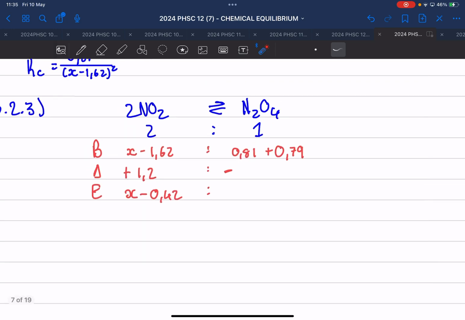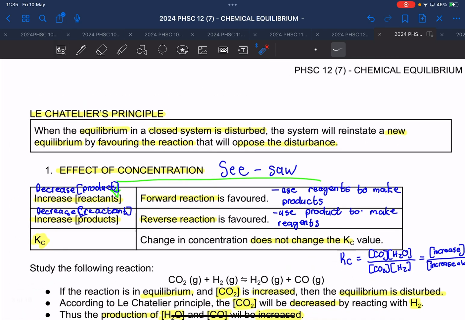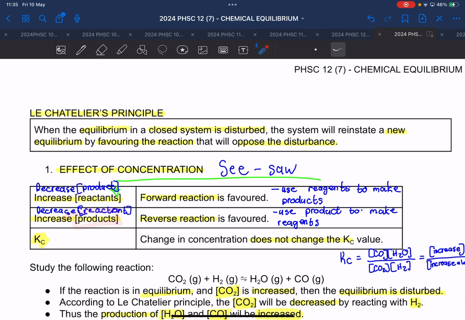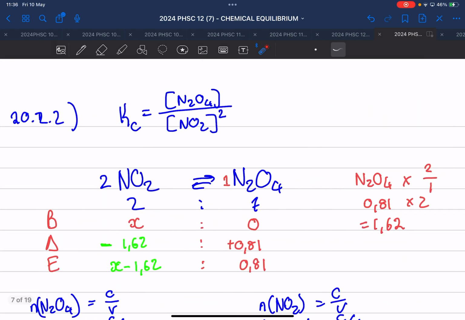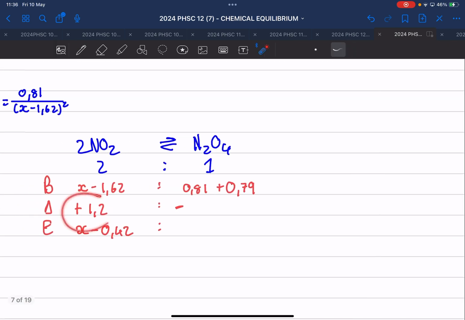So we increase the concentration of our product. That means our reverse reaction is favored. That means our products are used to make reagents. So we are working with the backwards reaction now. Now we know we added 1.2 moles of NO2, so if we want to figure out the moles of N2O4 added.